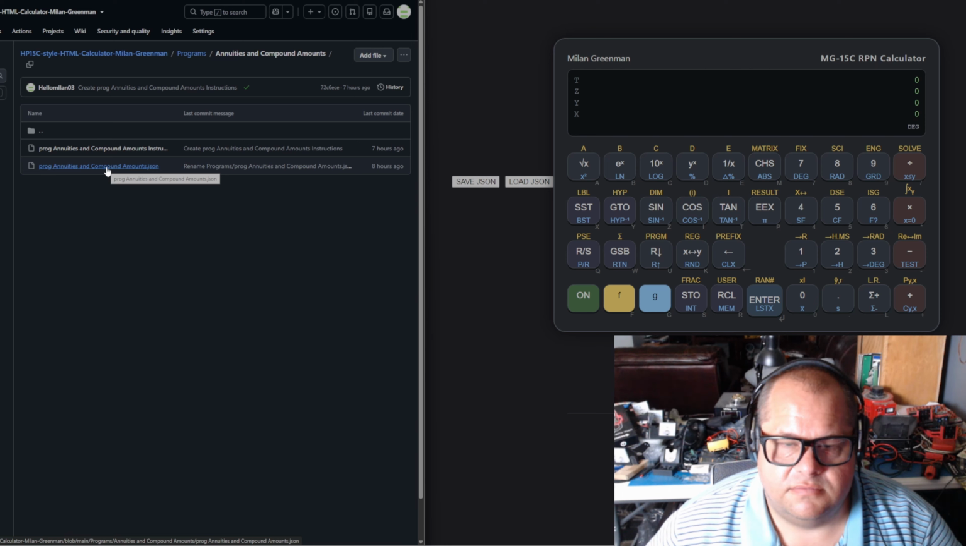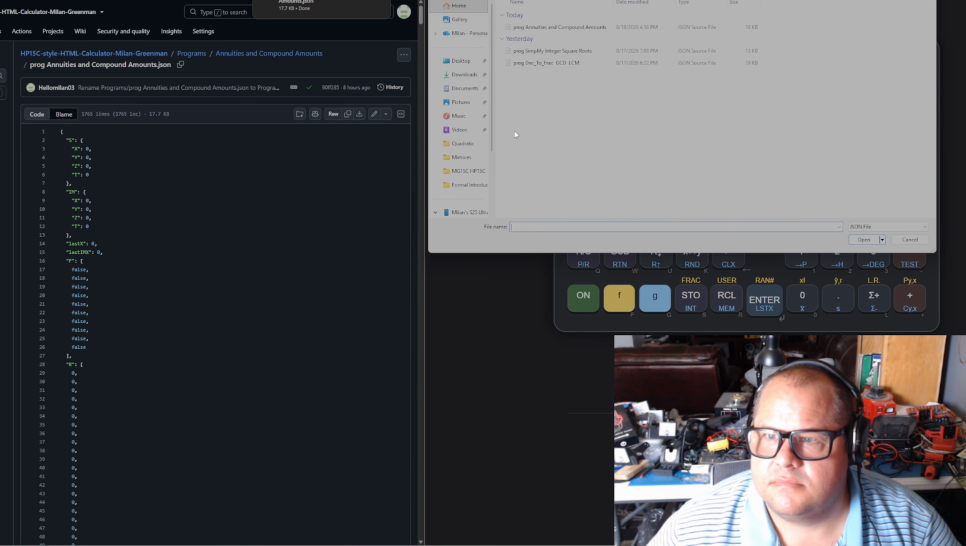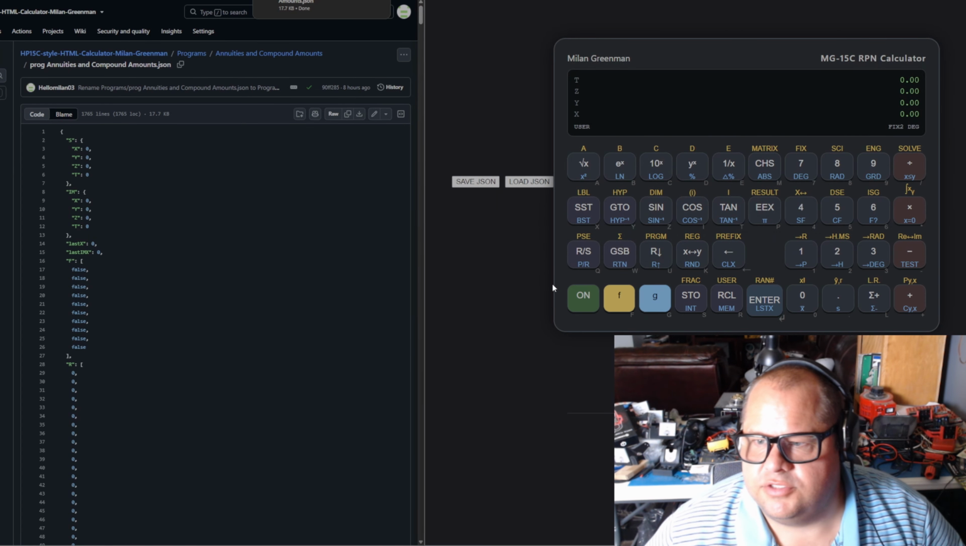So I'm going to download this JSON file. All right, it went into my download folder. Now I'm going to go to the calculator, load JSON, and we're going to load the program for annuities and compound amounts. So we'll open that. And just to show you, if we go G program, we have 108 lines, and then this is our final return here. So get out of program mode.